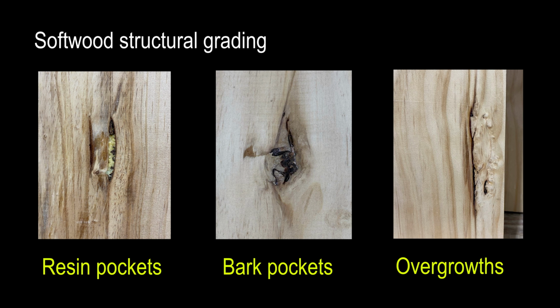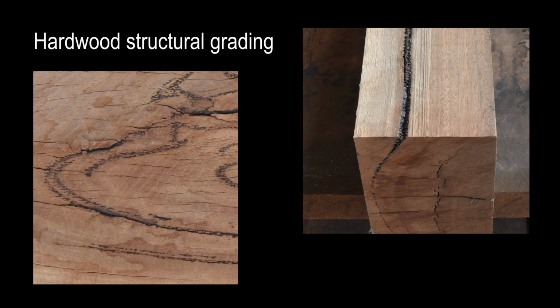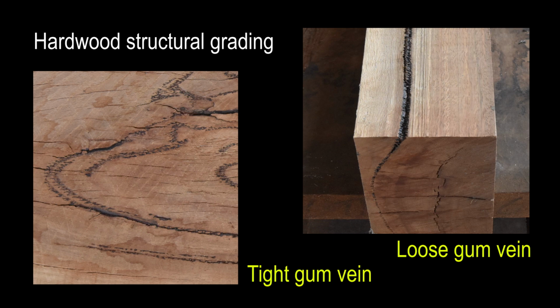Resin pockets, bark pockets, and overgrowths of injury are put into the same category in softwood structural grading because they're often associated with each other, and they all have the same effect on the strength of a piece. In hardwood structural grading, there are different grading rules for tight gum veins and loose gum veins, where there is a complete separation of fibers through the vein.